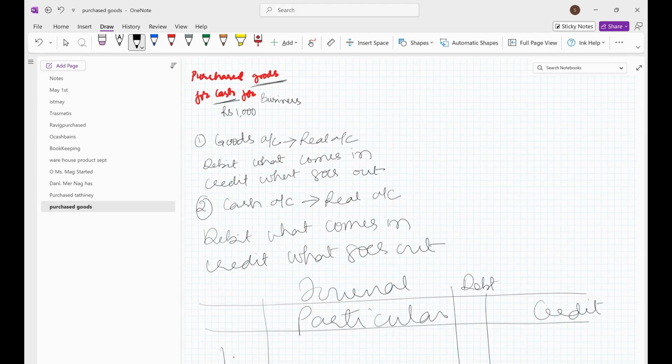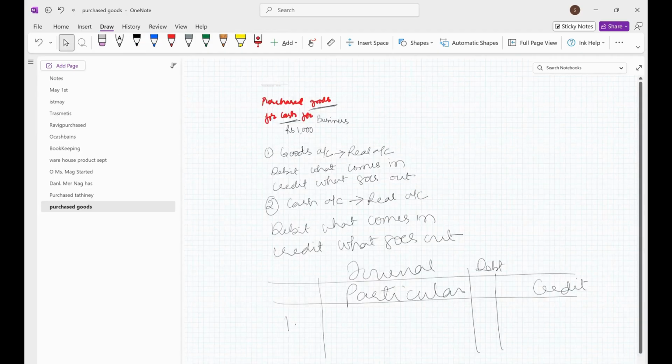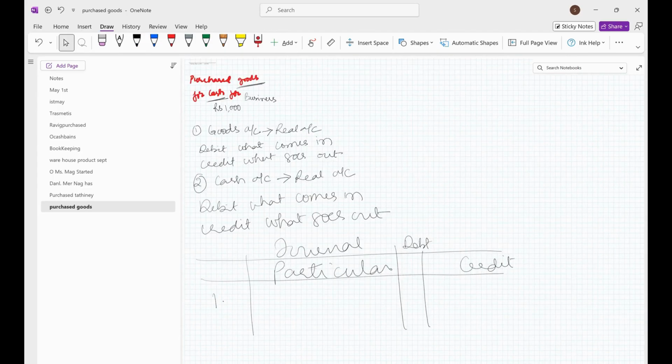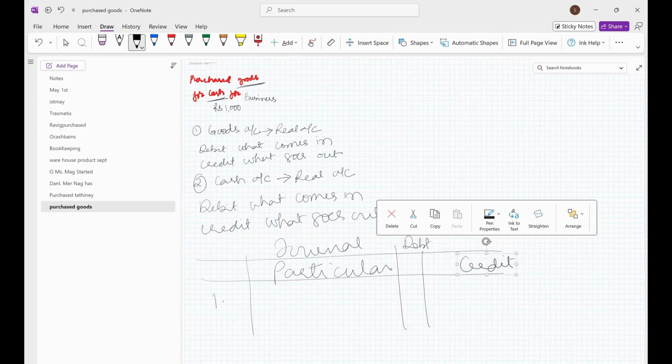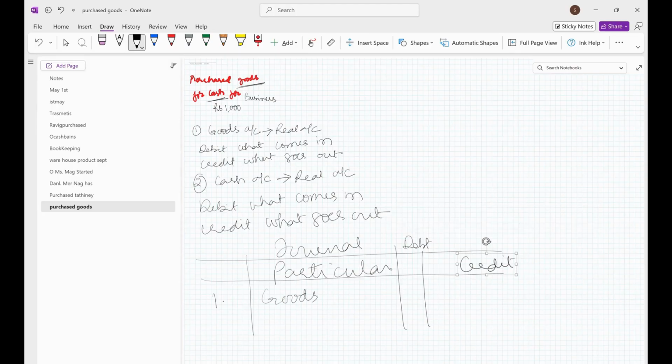First one: purchased goods for cash for business, 1,000 rupees. Important items are goods and cash. Goods belong to real account. The real account rule is debit what comes in, credit what goes out. When you are purchasing goods by giving cash for business, goods are coming in or going out? Coming in. So first line, goods account debit, amount is 1,000.